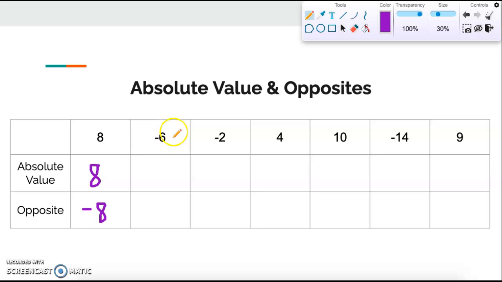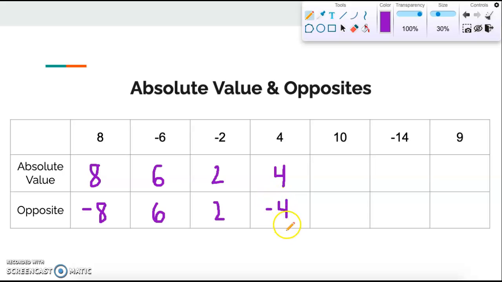Let's do the same thing with -6. The absolute value of -6 is +6. What is the opposite of -6? The opposite of -6 is +6, or 6. What's the absolute value of -2? Absolute value is always positive. It would be 2 steps. What's the opposite of -2? It is +2. Absolute value of 4 is 4. And the opposite of 4 is -4.